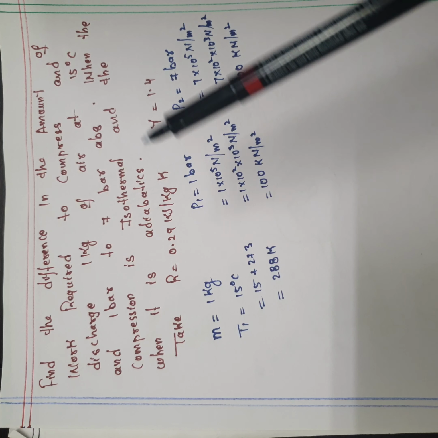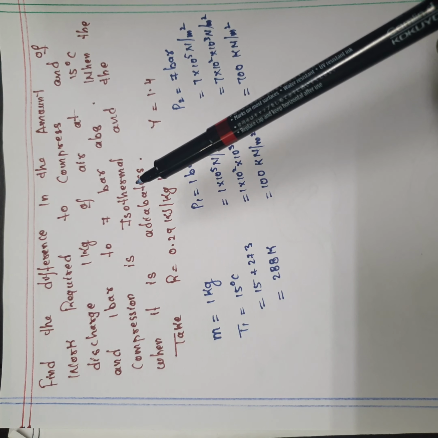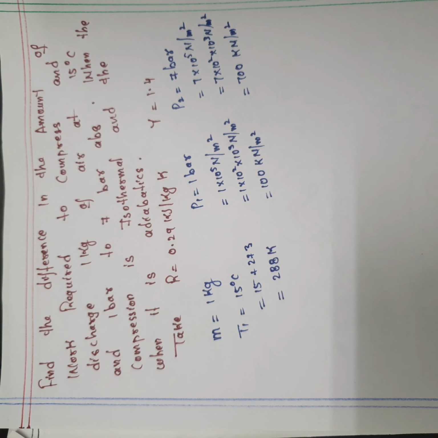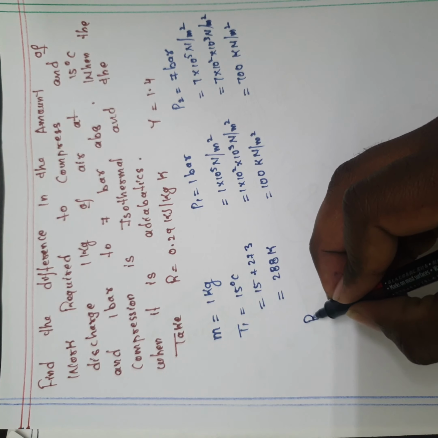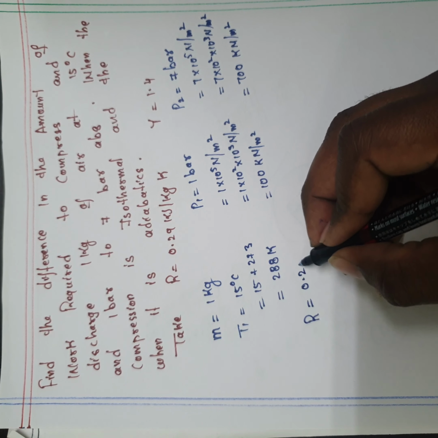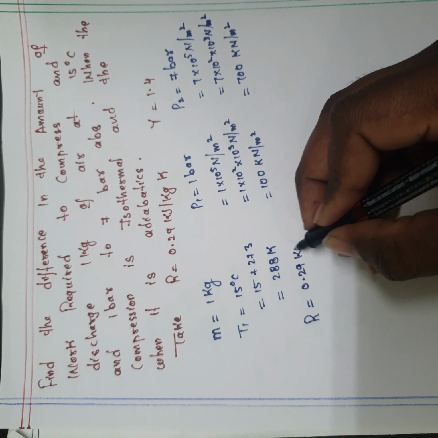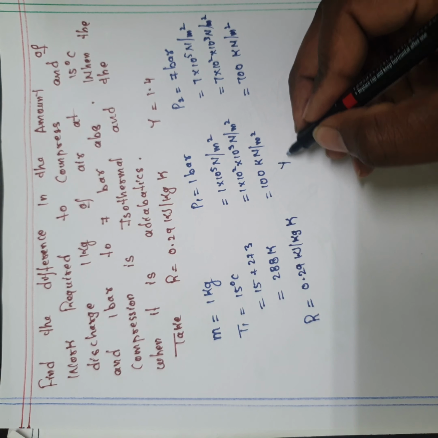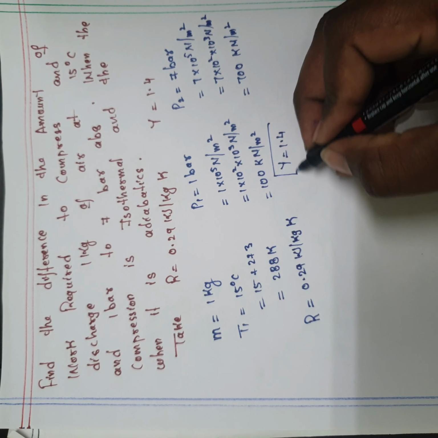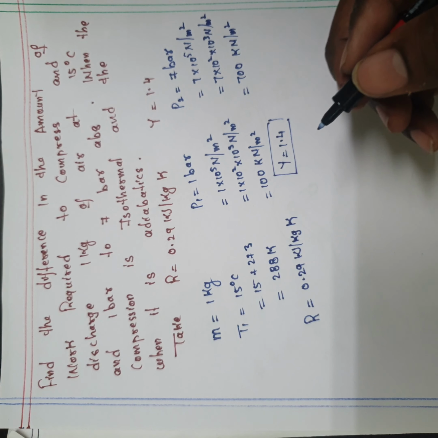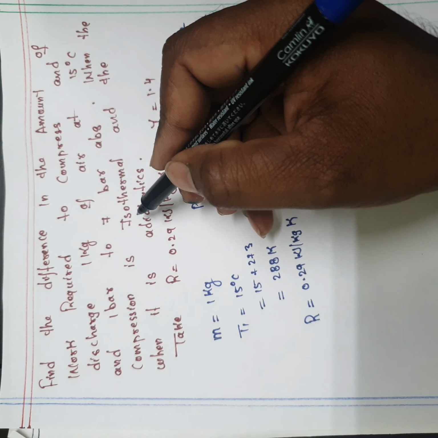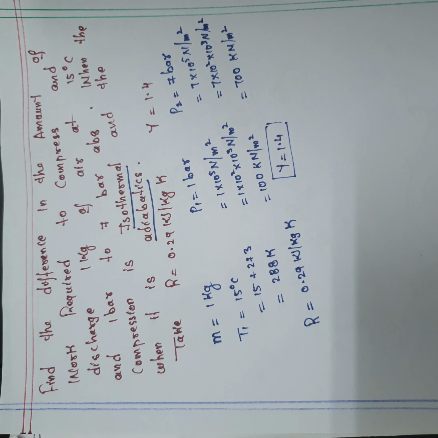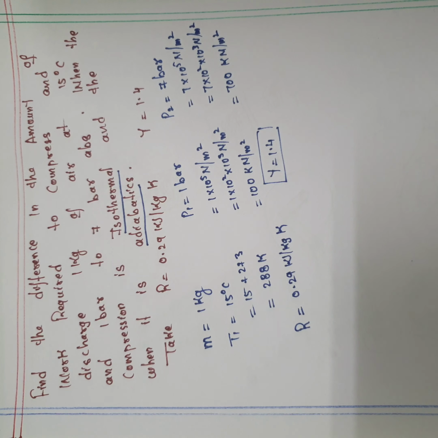After that, in your question, when the compression is, the first one is isothermal, the second one is adiabatic. The R value is given as 0.29 kilojoule per kg Kelvin. And the gamma value is given as 1.4. So two things are being asked: first, isothermal; second, adiabatic.